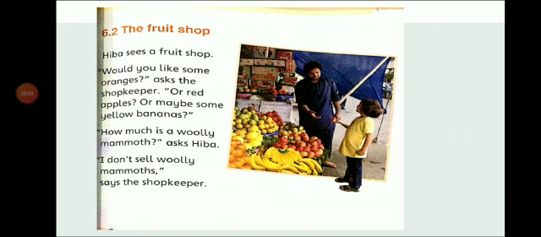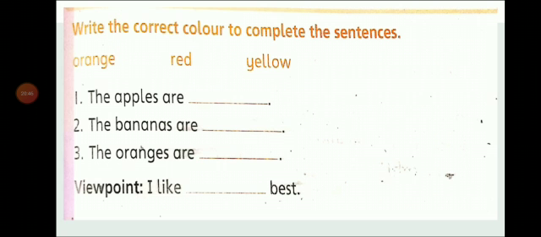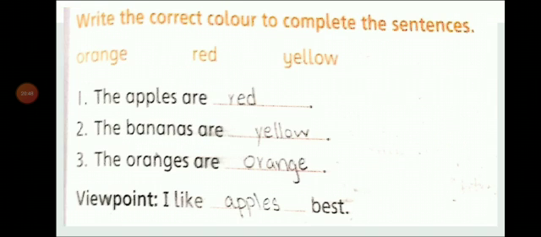And so here, what do we mean by shopping? That we go to the shop and we give money to the shopkeeper and we purchase the thing which we need. Then the shopkeeper answered, I do not sell woolly mammoths. Why? Because he sells fruits. Now check your answer key again. The apples are red, the bananas are yellow, the oranges are orange, and here in the last we will tell that I like apples best.